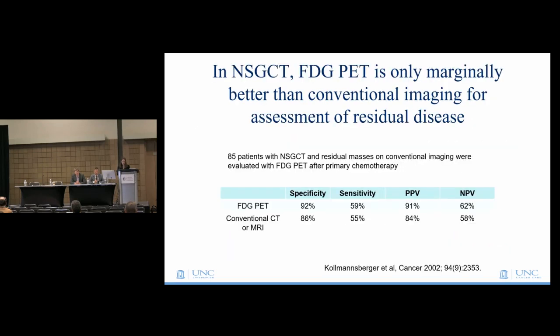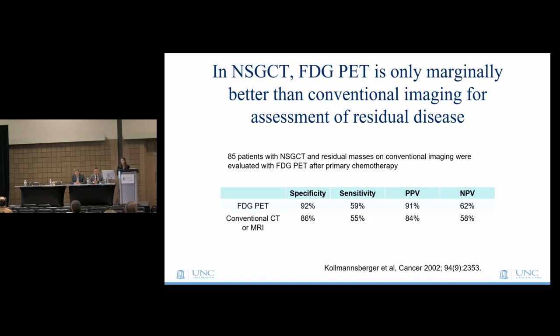In the non-seminoma, this is much less well studied, and that's just because it is much more difficult to tell the difference between FDG PET avidity in viable germ cell tumor versus in teratoma. And so you can see, this is one example of a study, and probably the best one, that FDG PET is really only marginally better than conventional CT in assessment of residual disease for non-seminoma.